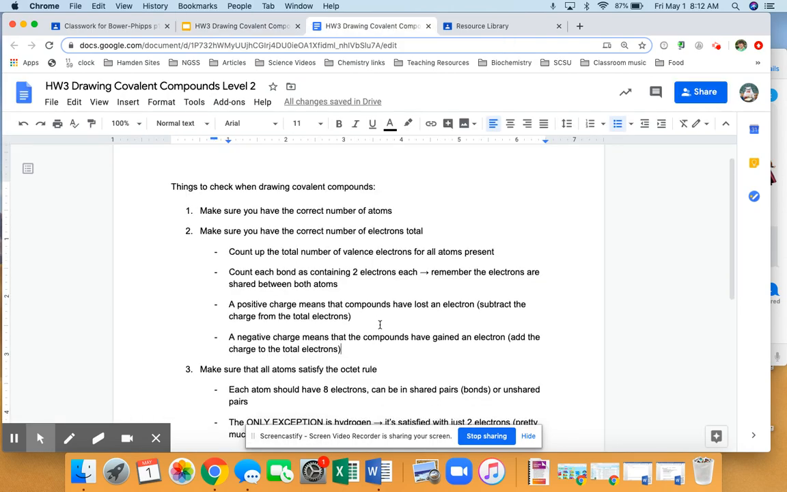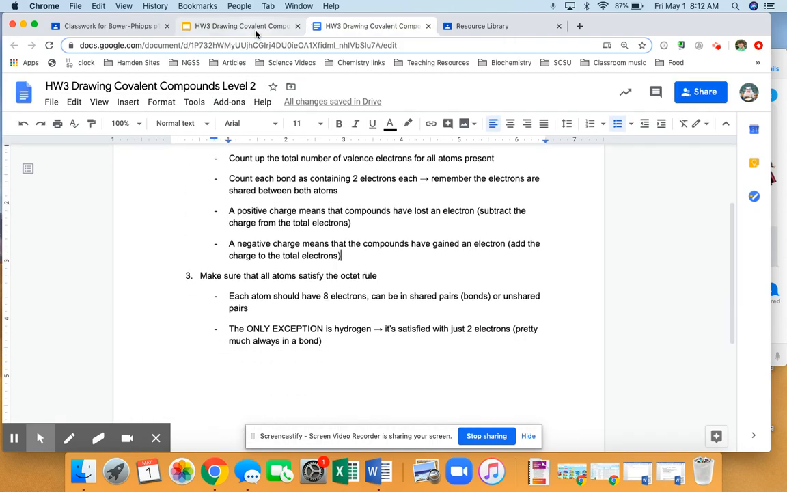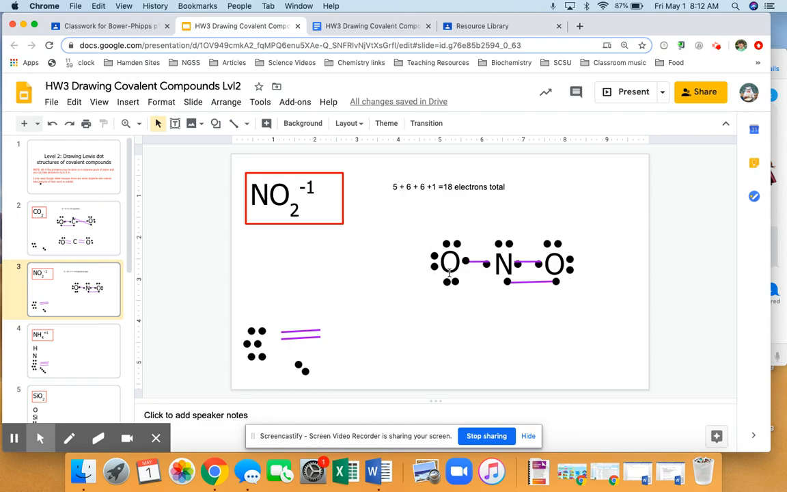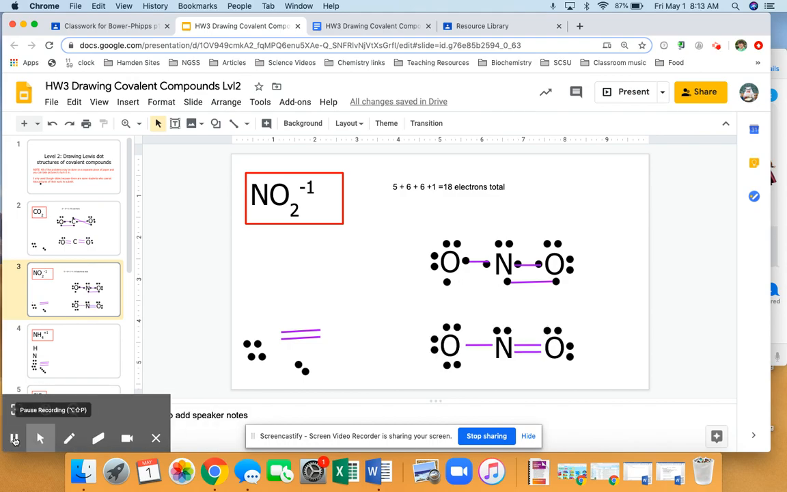And we're going to make sure now that all of them satisfy the octet rule. 2, 4, 6 plus 8 for this oxygen. 2, 4, 6, 8 for that nitrogen. 2, 4, 6, 8 for this oxygen. I'm going to clean this up so you can see what it looks like a little bit more clearly.